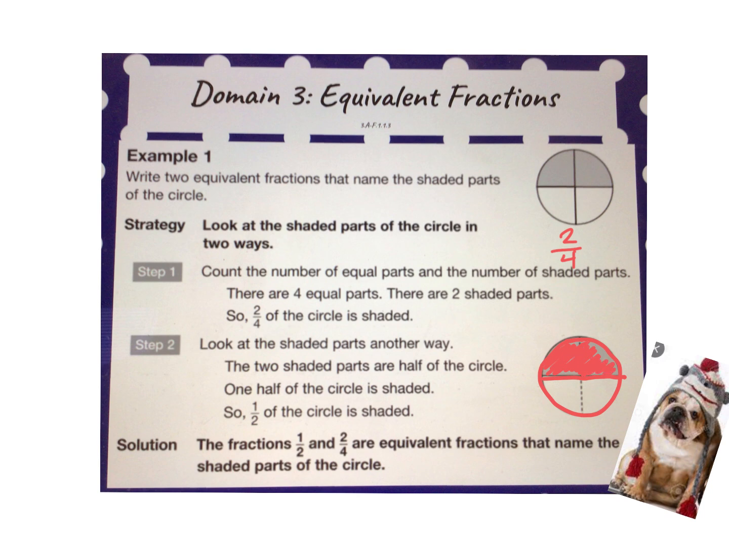and we shade that same part, how much would be shaded for this one? So I have 1 part out of 2 that are shaded. So the fractions 1/2 and 2/4 are equivalent fractions, and they name the parts that are shaded in the circle.